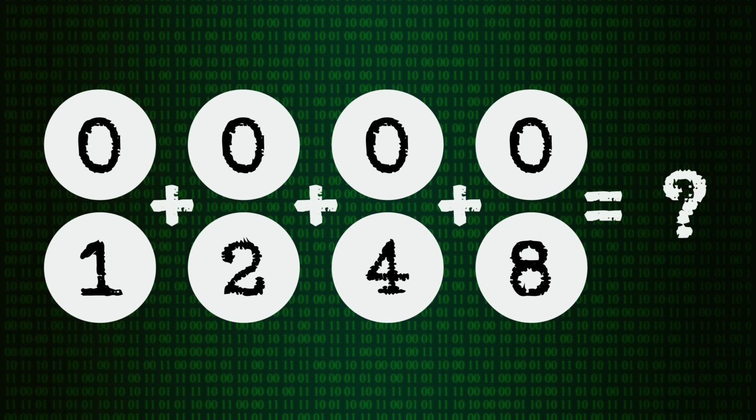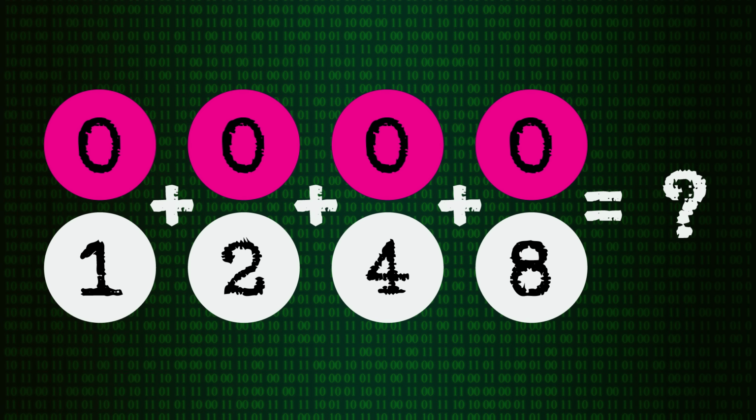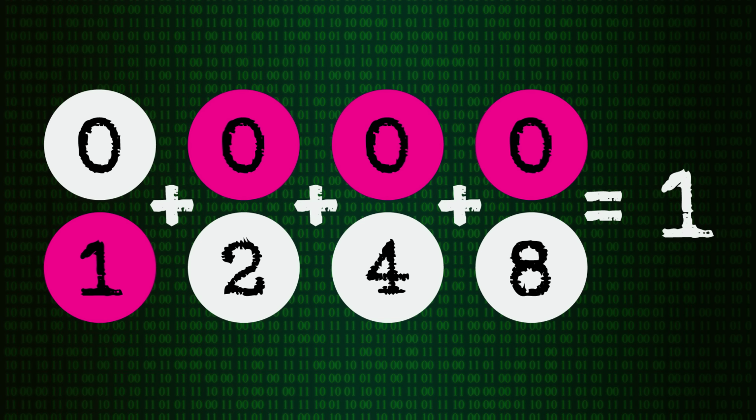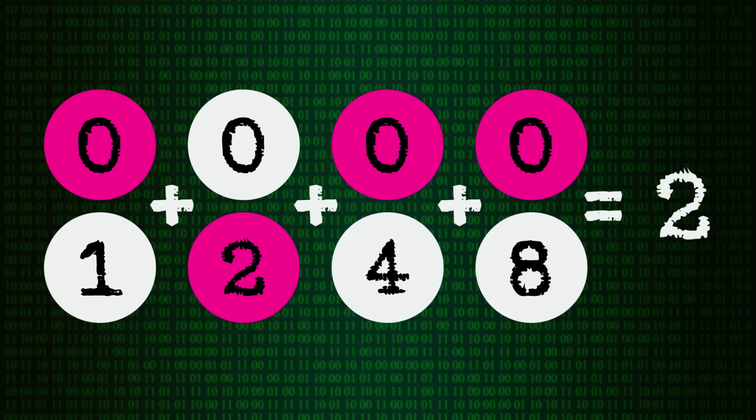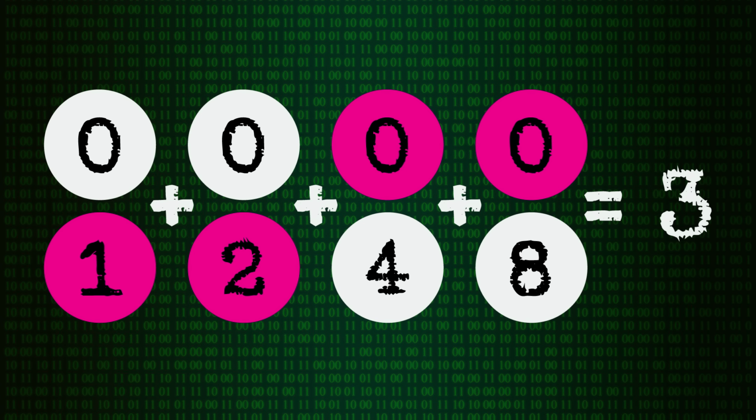So, starting with all digits in the 0 state, the total is 0. Then to add 1 to that value, we increment the first digit from 0 to 1. But then, if we wanted to add 1 again, we cannot increment that first digit further because it only has 2 states, 0 and 1. So the first digit loops back to 0, and that plus 1 carries over into the second digit, which is now set to the 2 state.